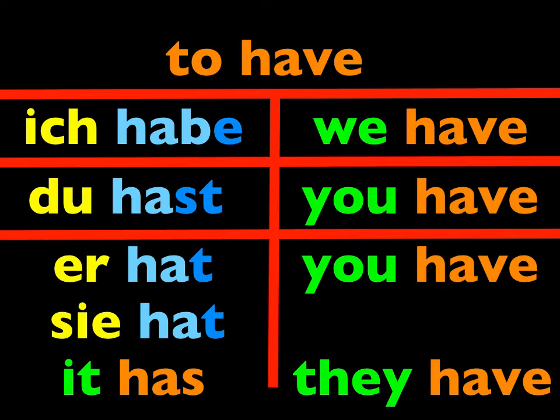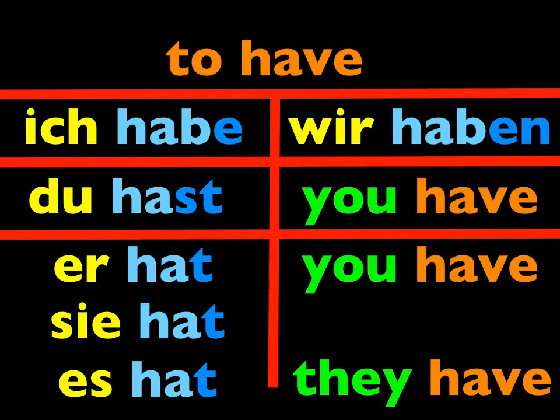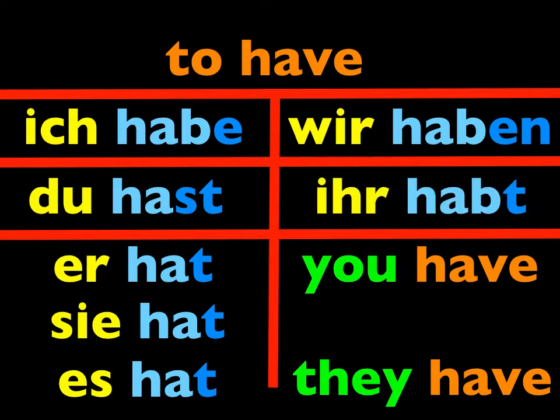It has can be er hat or sie hat, or the neuter form, of course. Repeat, es hat. Repeat how to say we have, wir haben. Repeat how to say you have when talking to more than one friend, family member, or child. Ihr habt.